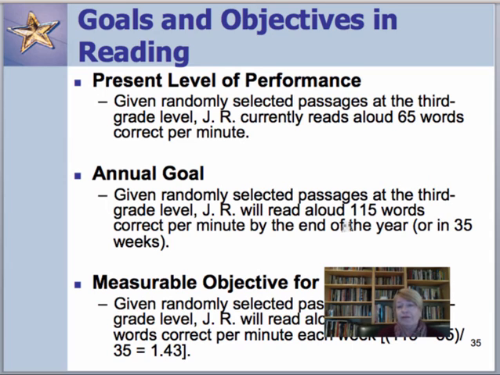So we have our 115 words, which is our target, minus 65, which is what he's currently able to do, divided by 35, which is the number of weeks we have for instruction, and that gives us our target of 1.4 additional words correct each week. So that gives us our benchmark. We know what our expected rate of progress is. We know what our annual target is, and you can see how this nicely fits into an IEP.